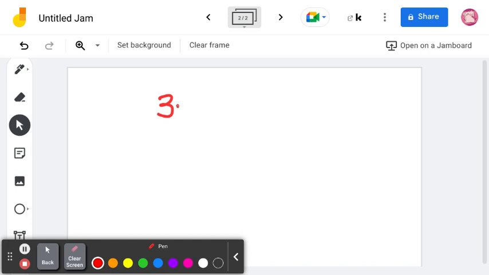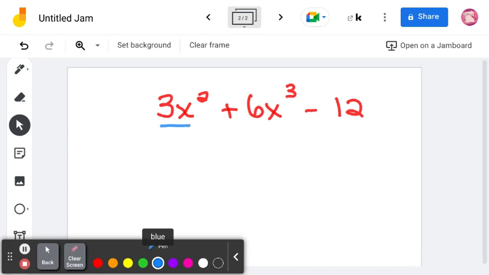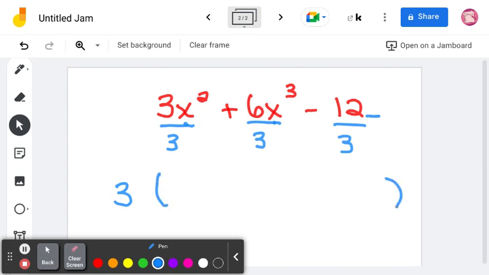So let's do 3x squared plus 6x to the third minus 12. So the biggest number we can divide into each one of these terms is a 3. Now there's an x squared, an x to the third, but there's no letter there, so you can't take any variable out. So here GCF is 3, and then you put your leftovers in the parentheses.